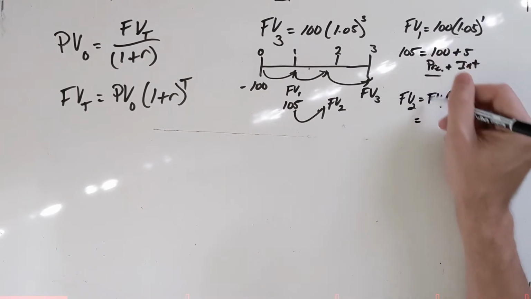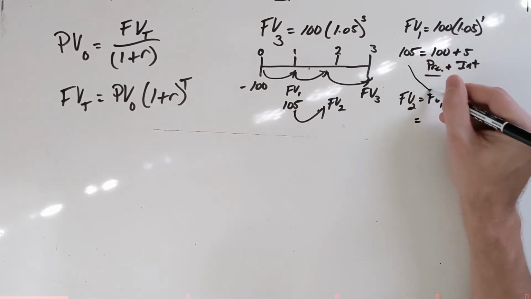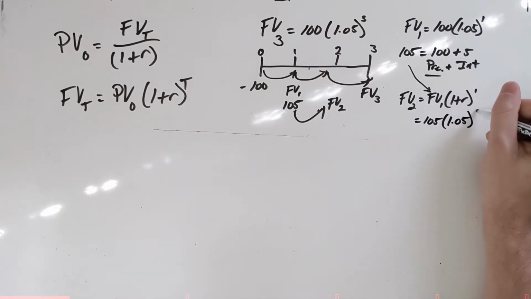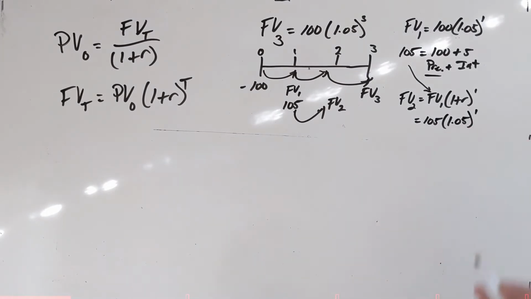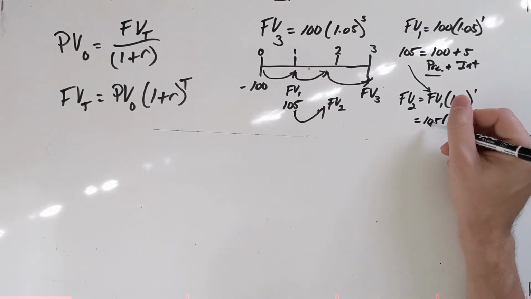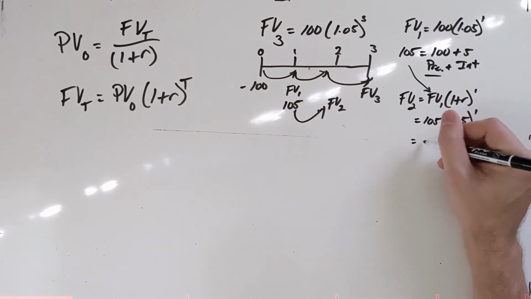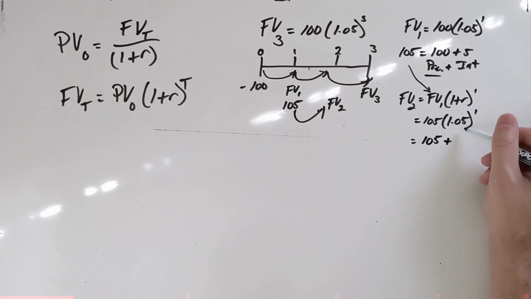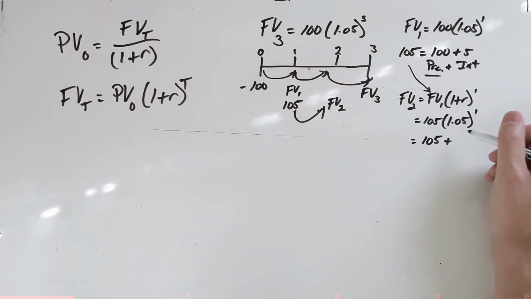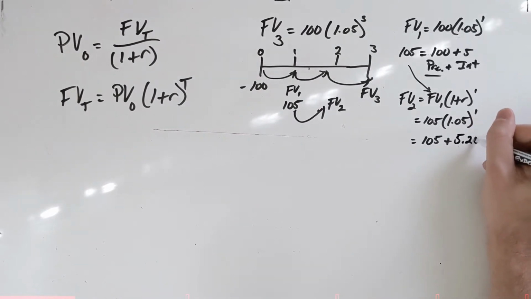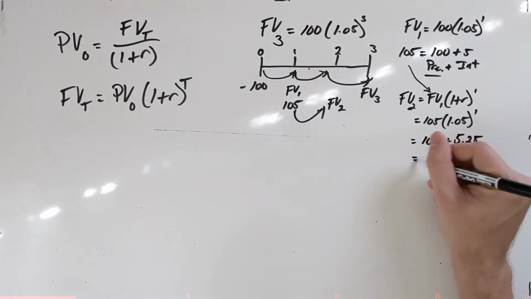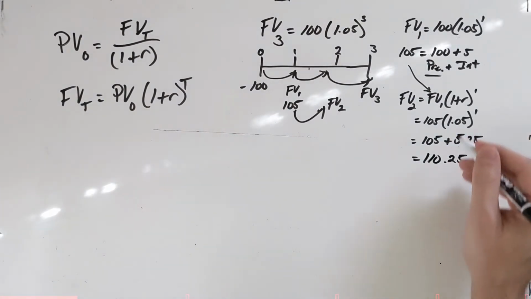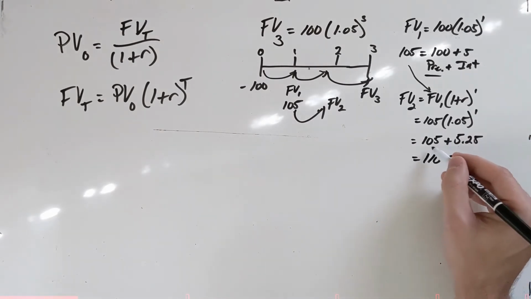So we can put that into the math, drop in the actual value, 105. 1 plus r is 1.05. Raise it to the first power. Now, what's going to happen? Well, we're going to get 105 times 1, plus we're going to get 105 times 0.05. That ends up being 5.25. So the total here is $110.25.